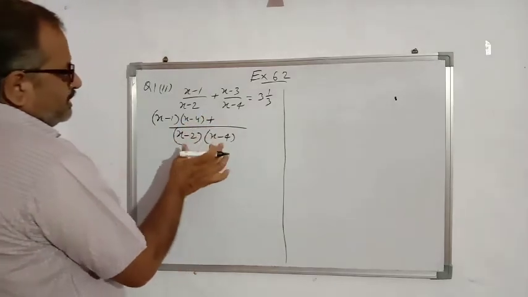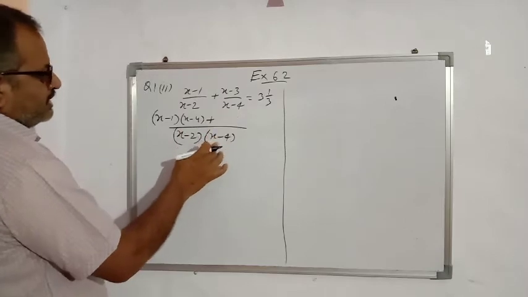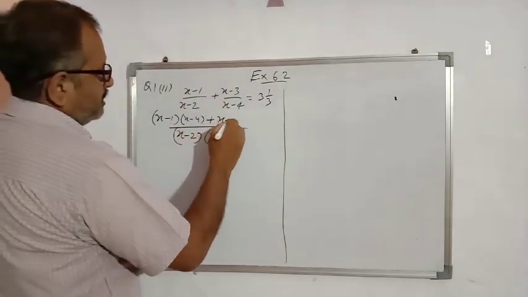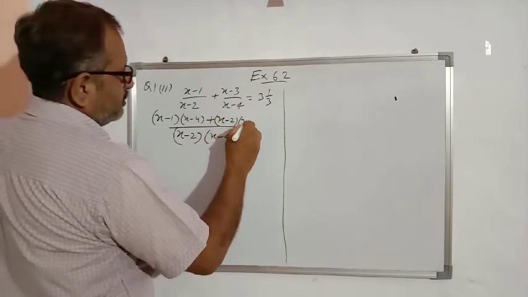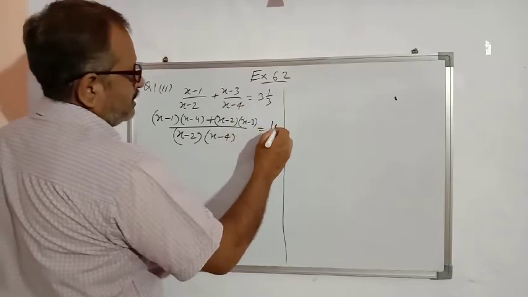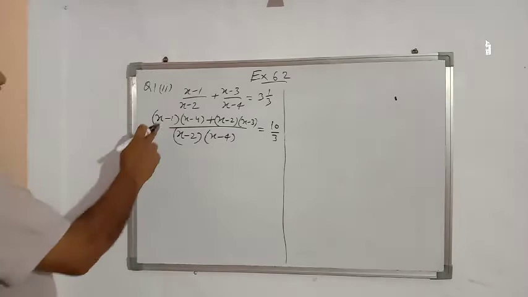Plus, divide this LCM by the denominator x minus 4. x minus 4 cancelled. We will get x minus 2. So x minus 2 into x minus 3, x minus 2, x minus 3. And 3 3s are 9 plus 1, 10 by 3. Multiply the brackets.